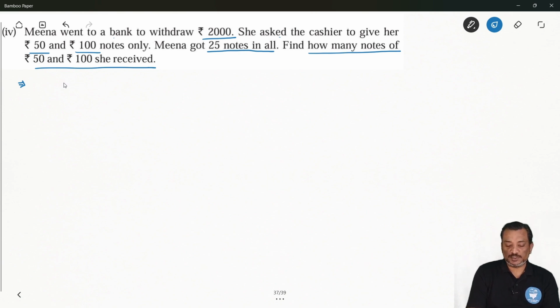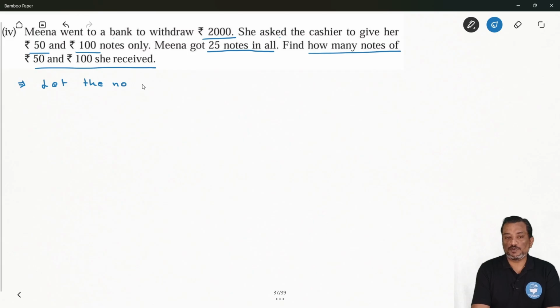So let us say in this type of question, let the number of 50 rupee notes be a. ठीक है, a. ठीक है.